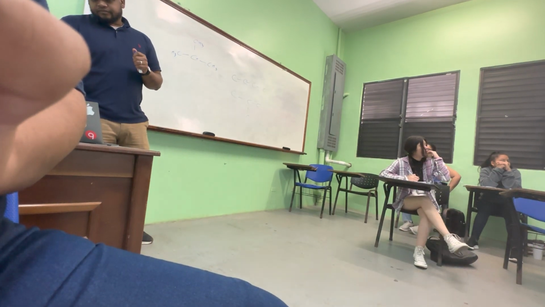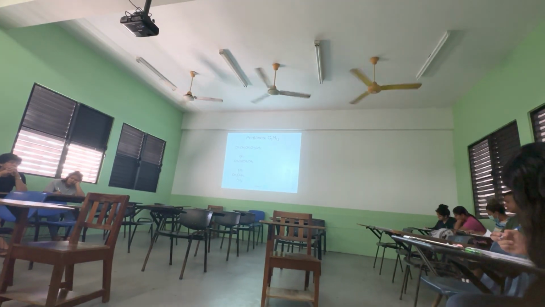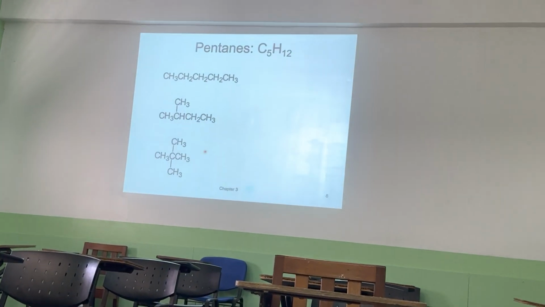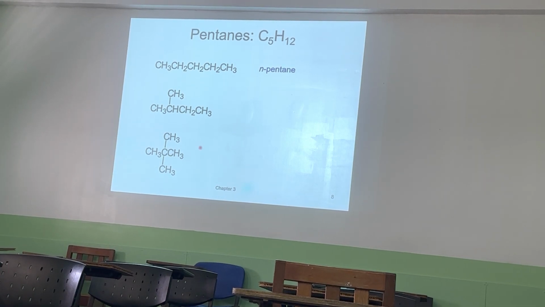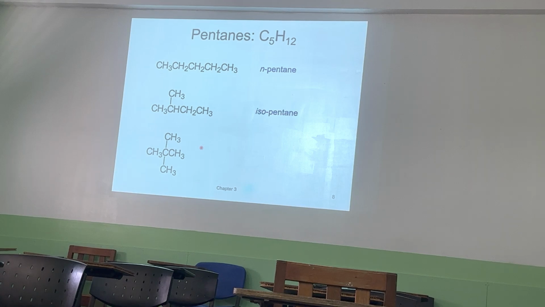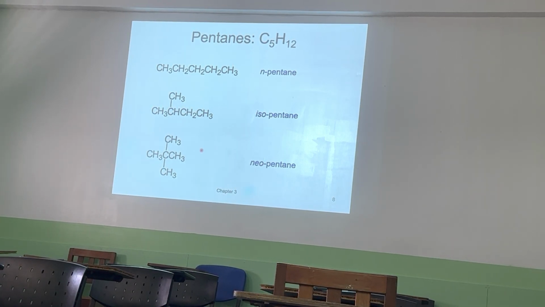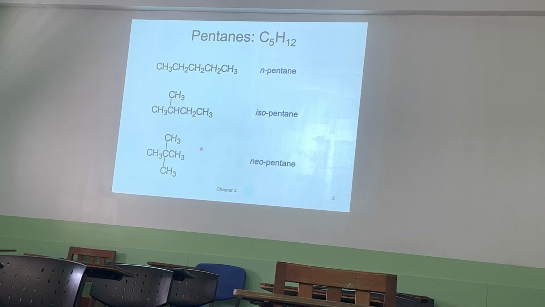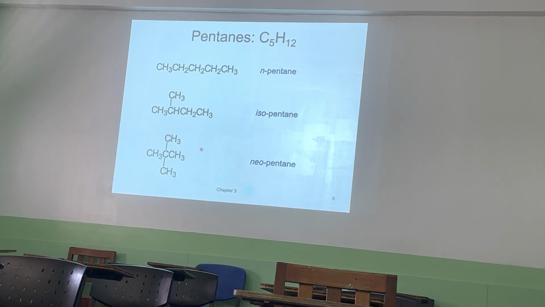Alright. Then we have the pentane. So we have 3 different versions of pentane. The first one is our n-pentane, right? Which is the regular pentane, straight chain pentane. But then we have isopentane and neopentane. And I want us to remember these names because we're going to use these common names when we start sort of combining these molecules together.